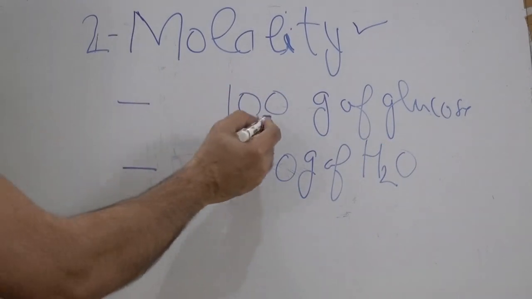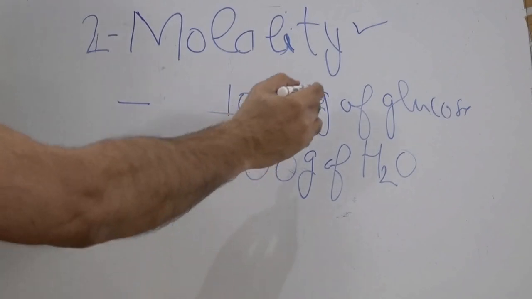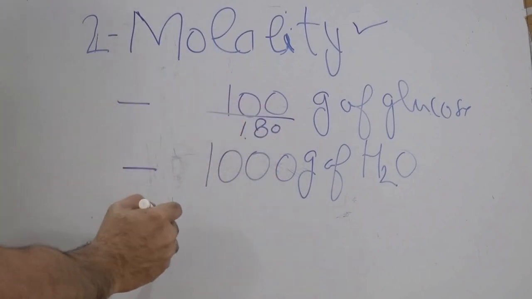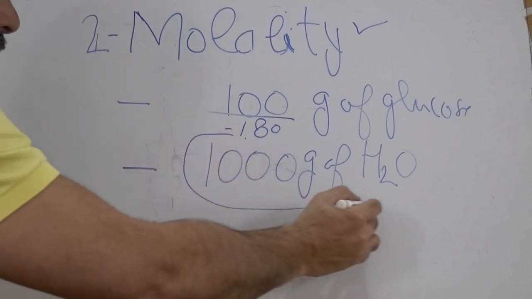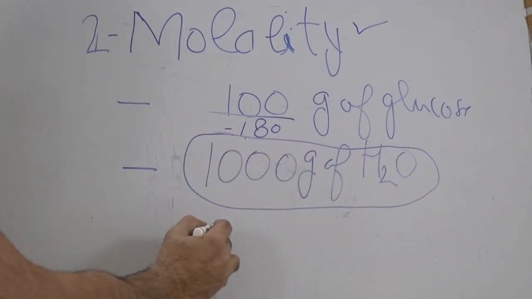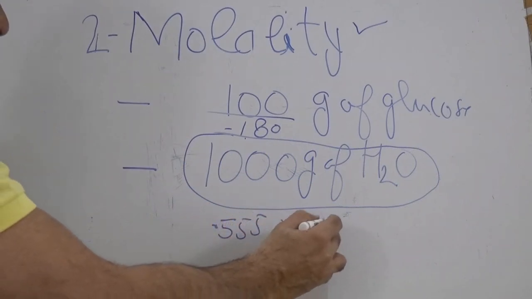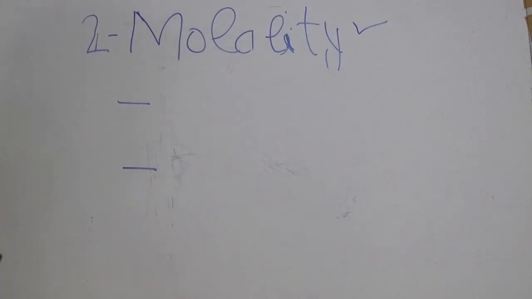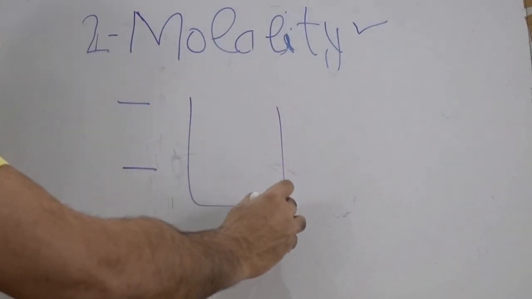Here this is to be divided by 180, because that's the molar mass of glucose. That comes out to be how much? 100 divided by 180 comes out to be 0.5555, and this is 1, therefore this is 0.555 molar solution. Here you know that we have measured the mass of both solute as well as solvent, that is why temperature has no effect on molality. But on molarity it has effect.